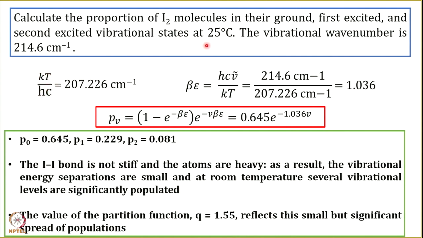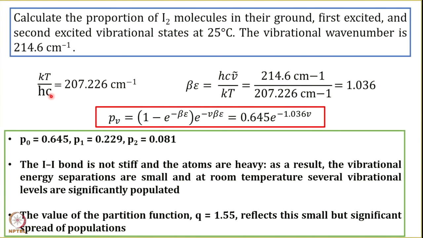Let's say here, 25 degree centigrade. You first convert that into Kelvin. 25 degree centigrade is equal to 298 Kelvin. And at 298 Kelvin, kT over hc is equal to 207.226 centimeter inverse. Those who would like can memorize this number, because if you memorize it at a given temperature, that is at 25 degree centigrade, then the calculations become easier. Otherwise, you will have to put in the value of Boltzmann constant, Planck's constant, and velocity of light, and then calculate beta E.